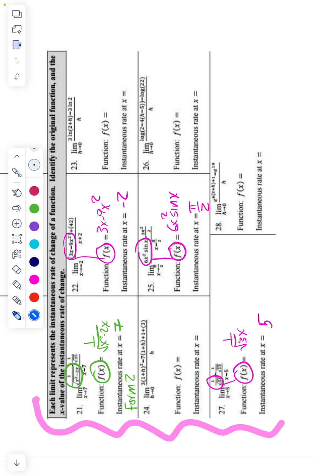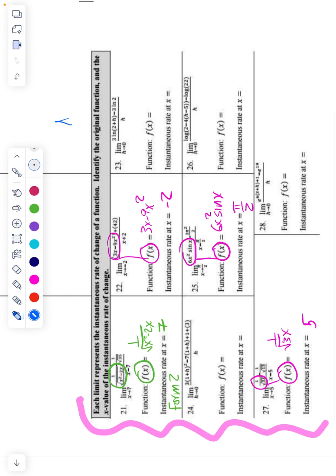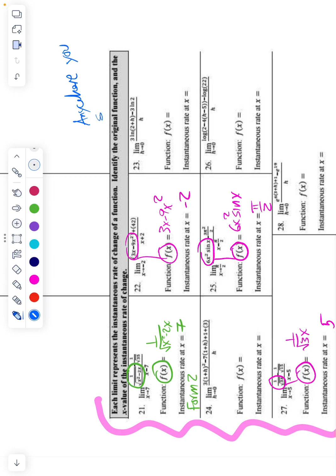Let's look at 23 first. Quick way to think through these: anywhere you see something plus h is an x. Okay, I'm going to write that up here. And hopefully you guys go back and study your notes, look over these. That's what I would highly recommend. Something plus h is an x. So I could rewrite this with an x there. And so what's our function?